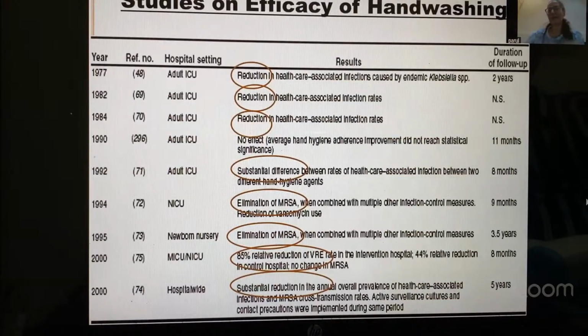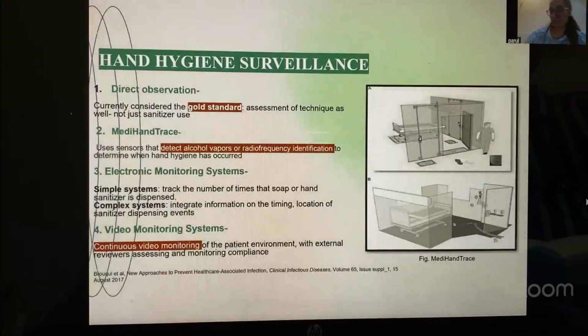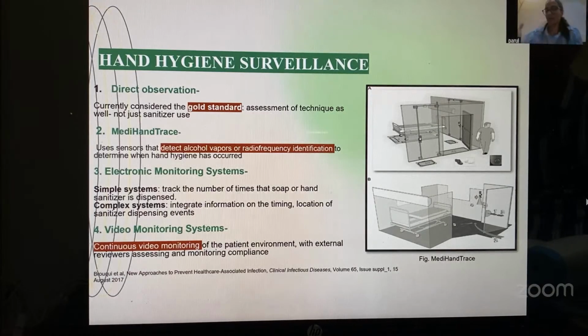There have been so many studies over and over again which have proved the same. And what is the best way of doing it? Direct observation has been the gold standard. Reminding yourself, reminding your friend, reminding other people around, and helping each other build this practice is one of the best ways. Bigger centers have come out with monitoring systems where they detect alcohol vapors, and they detect radio frequency identification.